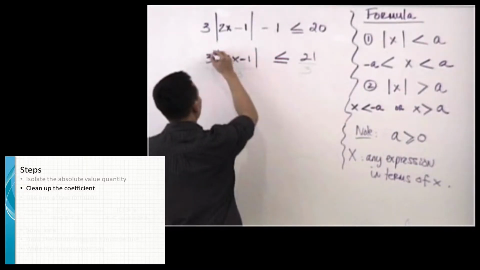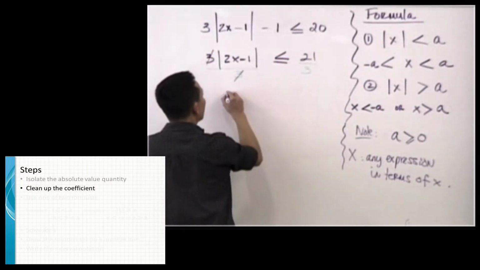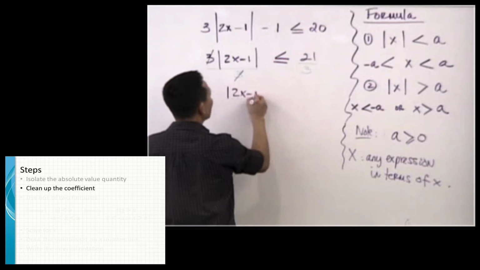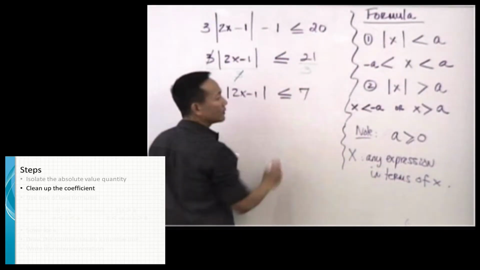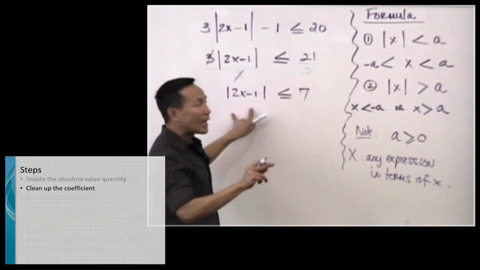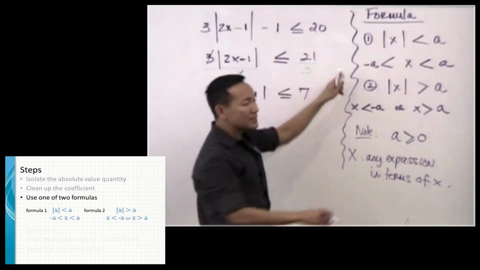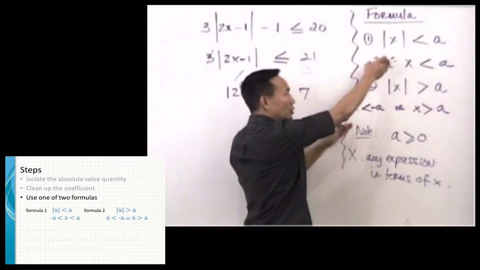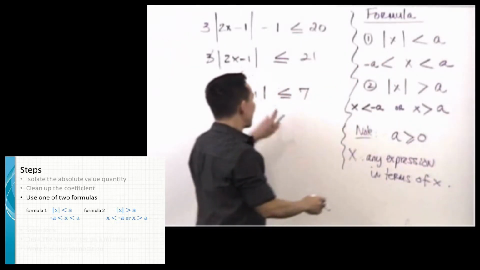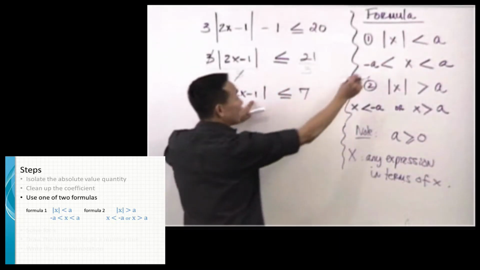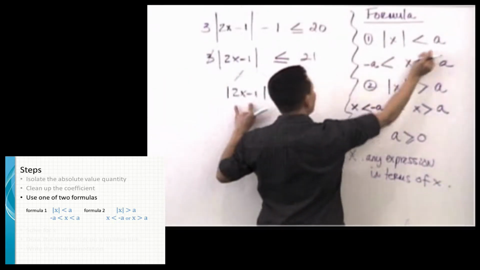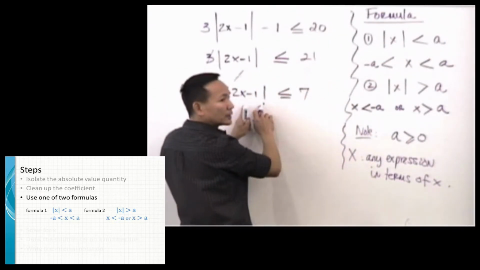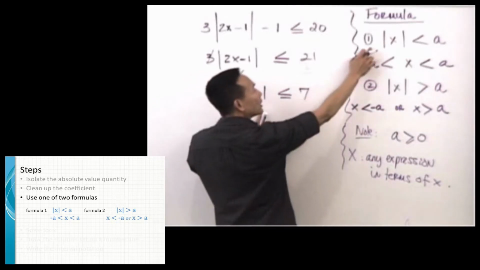Then I have 3 divided by 3 is 1. I have the absolute value of 2x minus 1 less than or equal to 7. And then I look at the right side. Here are the 2 formulas. And I see that the x here is 2x minus 1, and the number a here is 7. So it is matching with formula number 1.